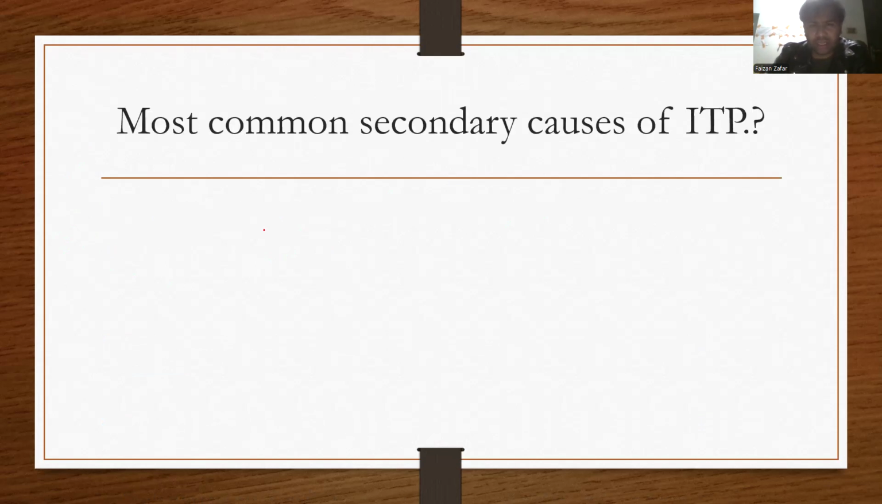The most common secondary causes of ITP, the most high yield, are HIV and hepatitis. So HIV and hepatitis, very important.